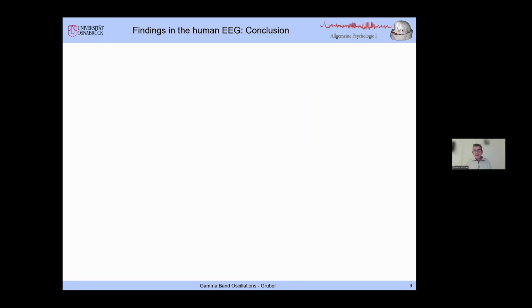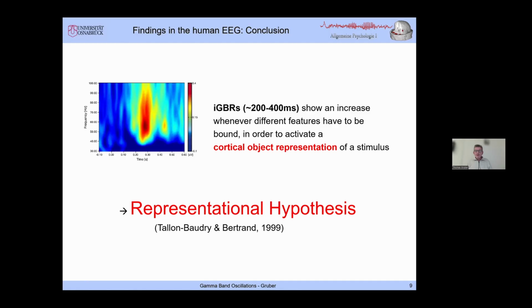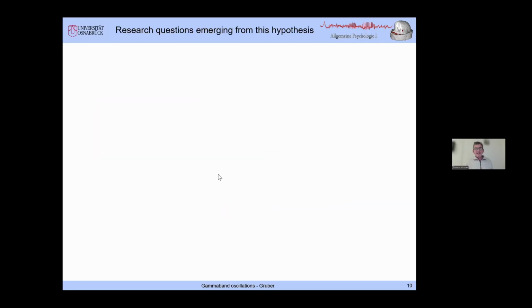So to draw a first conclusion, this induced gamma band response around 200 to 400 milliseconds shows an increase whenever different features have to be bound in order to activate a so-called cortical object representation of a stimulus. And this is the so-called representational hypothesis made famous by Catherine Tallon-Baudry and her co-worker Olivier Bertrand, a very famous paper in 1999, already an old paper, but this representational hypothesis is still a thing, so to speak. So let's continue.